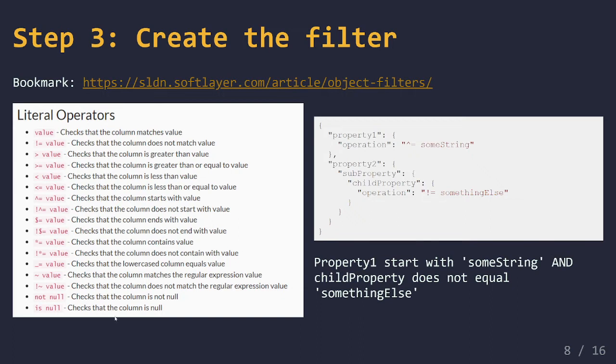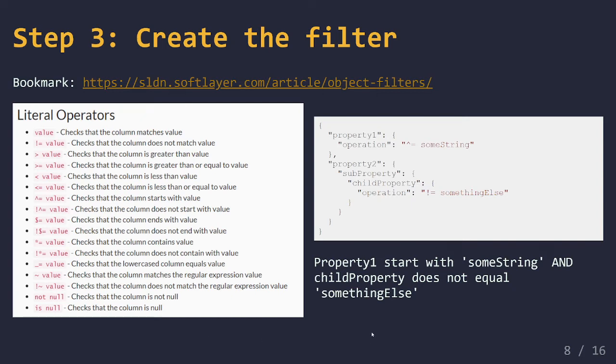These are basically matching if the string of a column matches this text, right? There's a little regular expression going on here. You can have a direct equals, not equals, greater than equals, less than equals, starts with, does not start with, ends with, does not end with, contains, does not contain, lowercase equals, matches a regular expression, does not match the regular expression, not null, and null. And those are your basic operations that you can do with a single property.